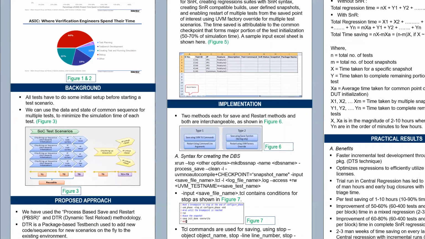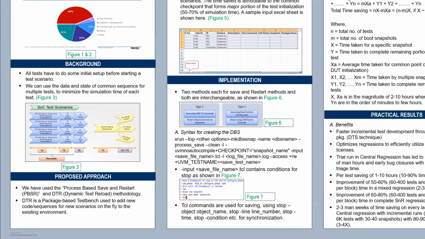Now let's get into the implementation part. There are two methods each for save and restart. The save can be done using the TCL commands or the inbuilt $save task in Verilog. Restart can be done using command line options or the UVM factory override. Both can be used interchangeably, and in our project we have used the TCL commands for save and UVM factory override for the restart process.